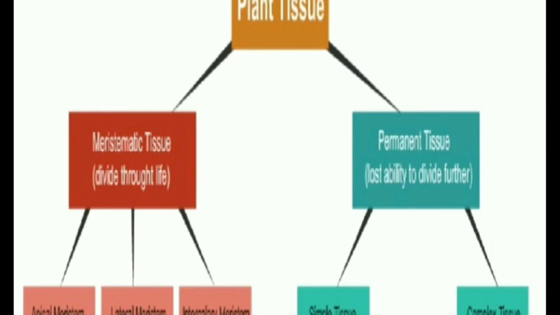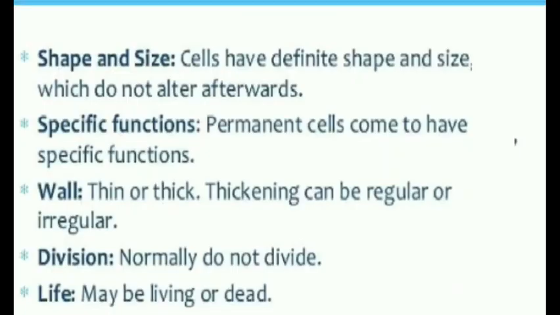Most of the cells formed by the meristematic tissue ultimately become mature and lose the ability to divide further. Cells that have stopped dividing and have taken up a permanent shape and size make up permanent tissue. They differentiate into various types of cells to perform specific functions, like the epidermal cells, parenchymal cells, sclerenchyma, xylem, etc. We will now study the characteristics of permanent tissue.